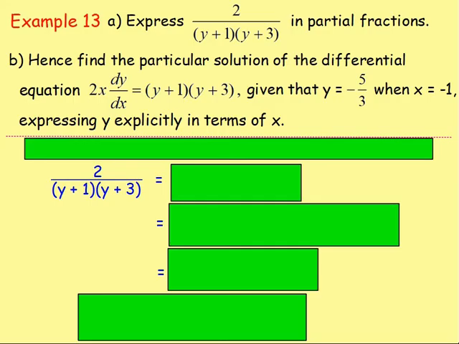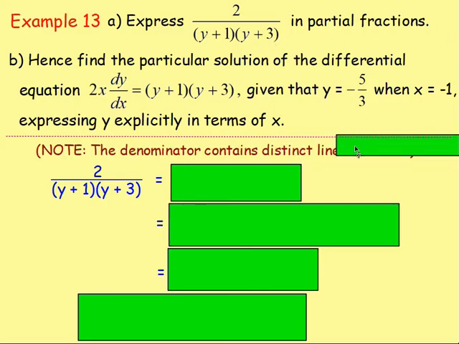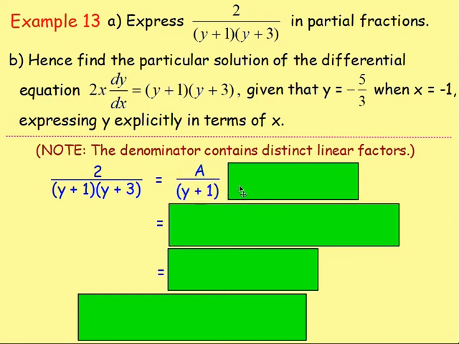So, how would you start this one off? Well, if we're writing this in partial fractions, you can see that the denominator contains distinct linear factors. So, we can therefore say that 2 over (y plus 1)(y plus 3), we can split up to become a over y plus 1 plus b over y plus 3. If you're unsure of partial fractions, look back to that first chapter for a recap. If you're okay with it, let's move on.